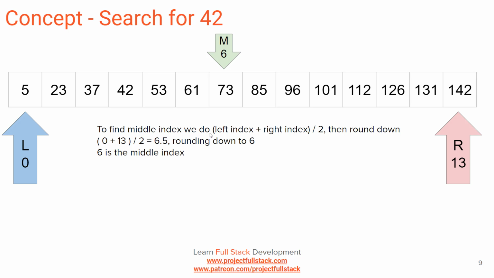And we need to find the middle index. So to find the middle index, we do left index plus right index divided by 2. Then round down. So in this case, I'm taking the left index, which is 0, and the right index, which is 13. I'm dividing that by 2, which gives me 6.5. I need a whole integer, so we just round it down to 6. Okay? So basically, if I take the left limit, the right limit, divided by 2, round it down, it's telling me the middle is right here at index 6. Okay, so 6 is my middle index variable.